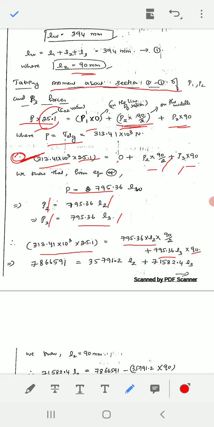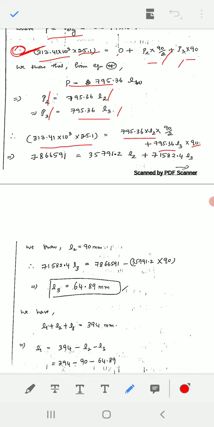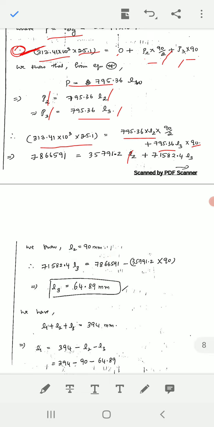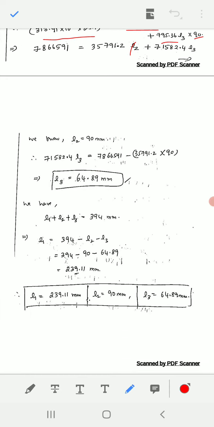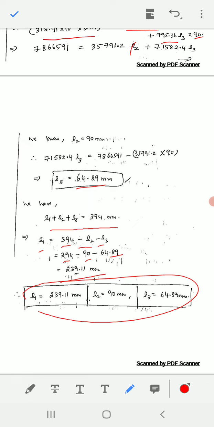After this, go for the simplification. Here the L2 value is known. What is the L2 value? That is 90 mm. So I have to substitute the L2 value also. You will get L3 is equal to 64.89. So we got L3 and we know L2 also. So how to find L1 now? L1 is left. We know L1 plus L2 plus L3 is equal to 394 mm, which we got initially. So L1 is 394 minus L2 minus L3. L2 is 90, L3 is 64.89 we got, and L1 is obtained. So finally you have to write L1, L2, L3. This you have to get.